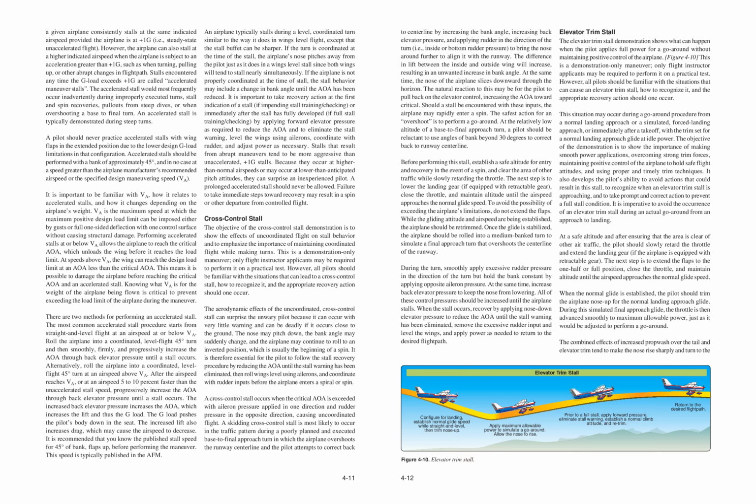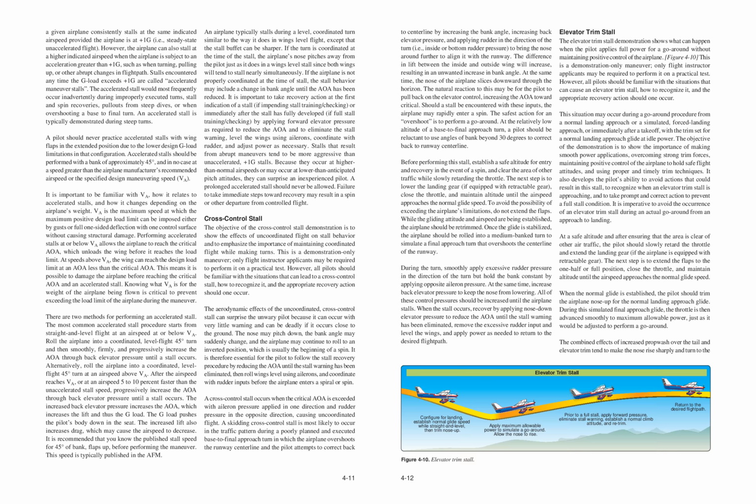When the normal glide is established, the pilot should trim the airplane nose up for the normal landing approach glide. During this simulated final approach glide, the throttle is then advanced smoothly to maximum allowable power, just as it would be adjusted to perform a go-around. The combined effects of increased prop wash over the tail and elevator trim tend to make the nose rise sharply and turn to the elevator trim stall.